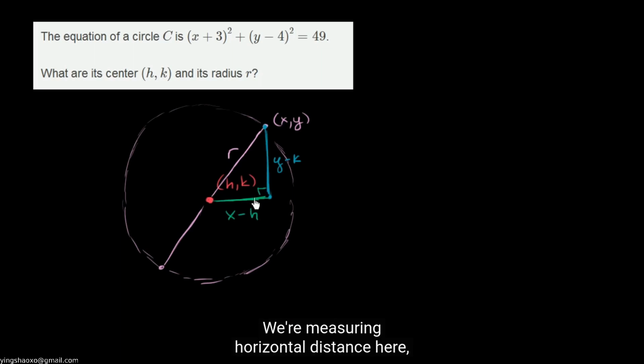We're measuring horizontal distance here. So these two things are perpendicular. And so from the Pythagorean theorem, we know that this squared plus this squared must be equal to our distance squared. And this is where the distance formula comes from.